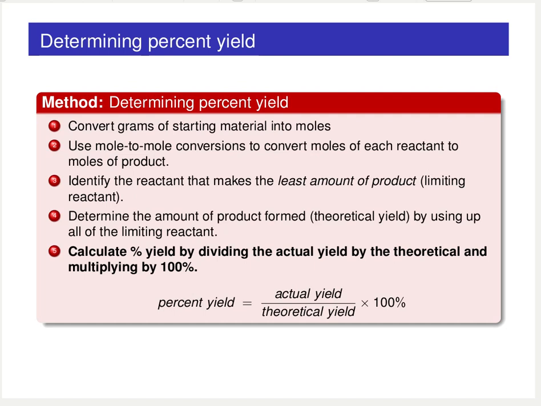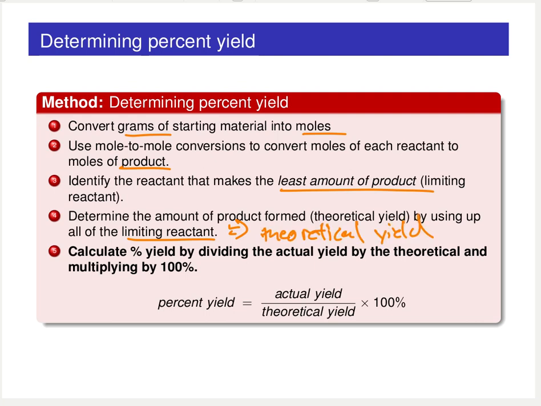So now with these definitions in mind, we can set up a method for determining percent yield. As always, we're going to start off by converting the gram quantities given to us in our reaction problem into moles. We're then going to use mole-to-mole conversions to figure out the moles of product, just as before. Then we're going to identify the reactant that makes the least amount of product. We still have a limiting reactant problem built in here. Then we're going to determine the amount of product that can be formed in theory by using up all of that limiting reactant, and that will give us our theoretical yield.